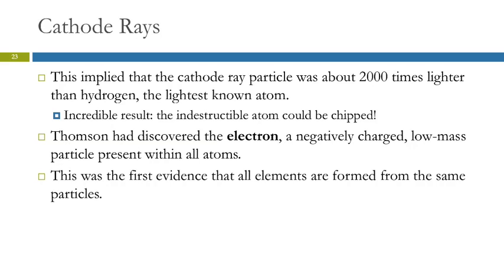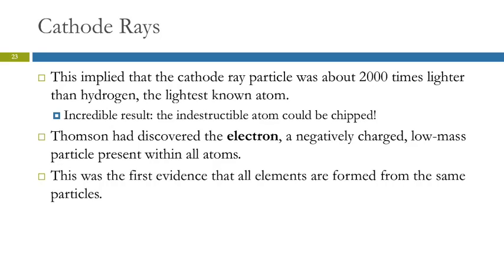So that implied that the cathode ray particle was much lighter than an atom, even the smallest atom, hydrogen, about 2,000 times lighter. And this was incredible. Remember, they believed that an atom was indestructible, basically a solid sphere, just a solid piece of, we don't know what, but it's solid like a Lego brick. There's no moving parts inside of a Lego brick, right?